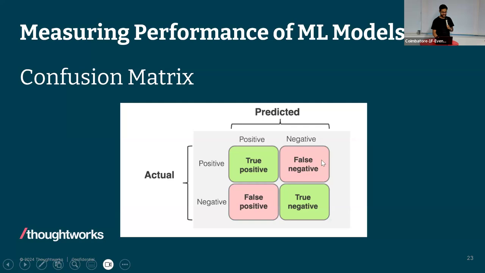If the machine predicted it false, but actually it should have been true, then it becomes a false negative. Similarly, there are false positives and true negatives also. The machine also predicted negative, and the actual value is also negative. So this is actually the confusion matrix.